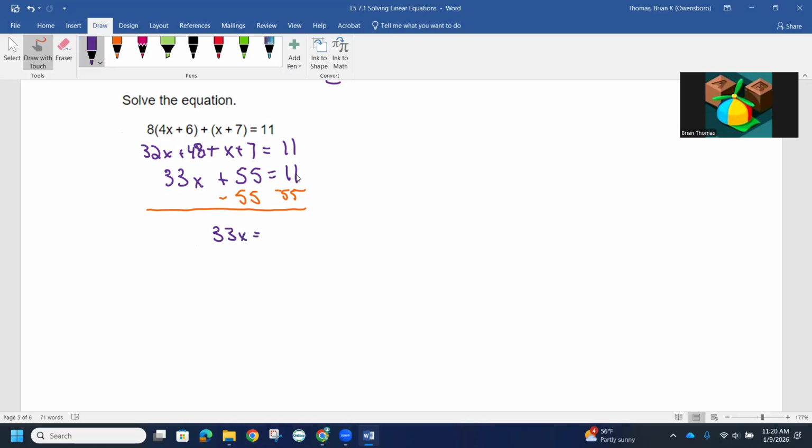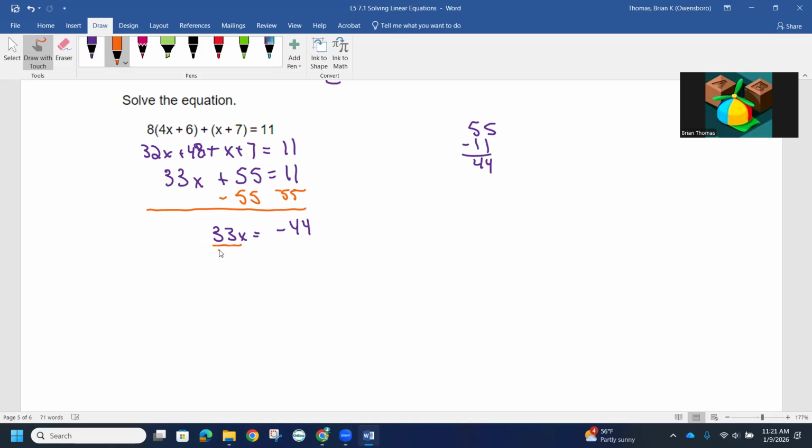And since we're adding 11 to negative 55, since those are different signs, we subtract. So 55 take away an 11 would be 44. And since it's more negative, this would be a negative 44. And then we can get rid of the 33 because we need to make the coefficient of x a 1. Get the variable by itself.